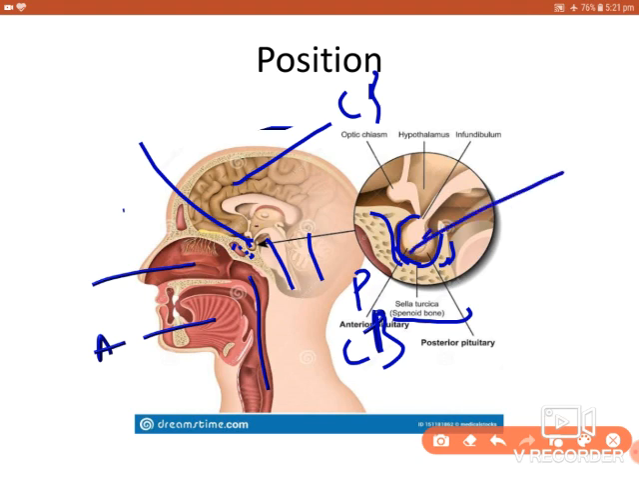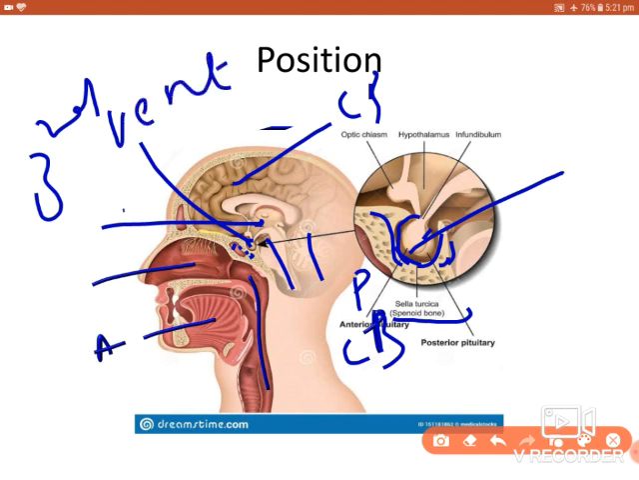Then in the first figure, this is the hypothalamus. This is the floor of the third ventricle. The pituitary is attached to the floor of the third ventricle by means of this pituitary stalk, or infundibulum. This part is the infundibulum.